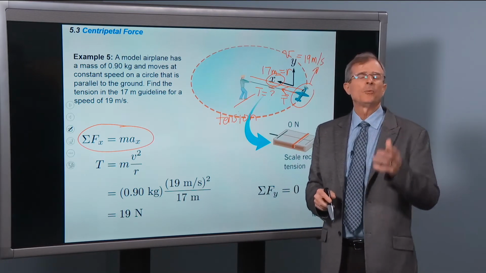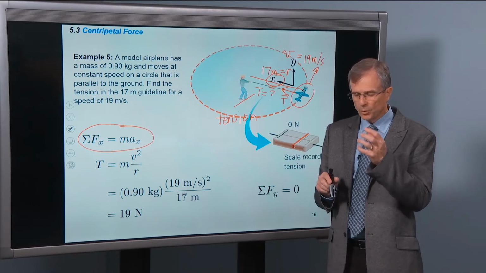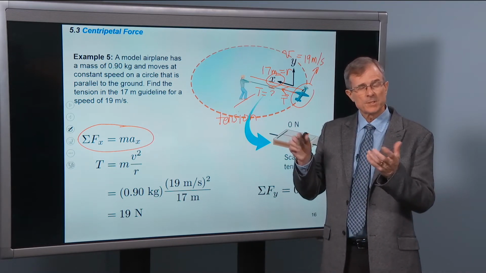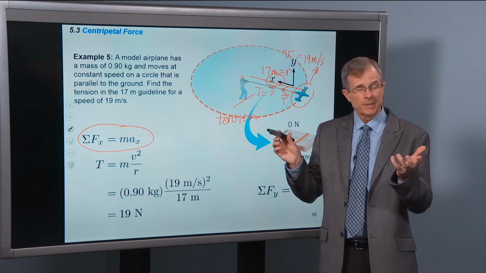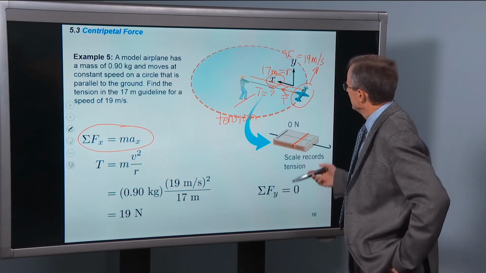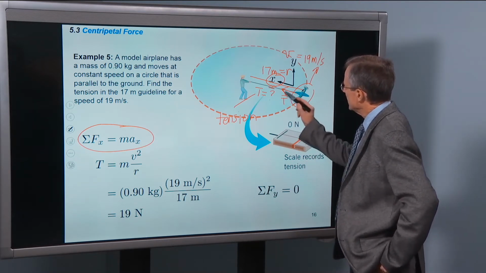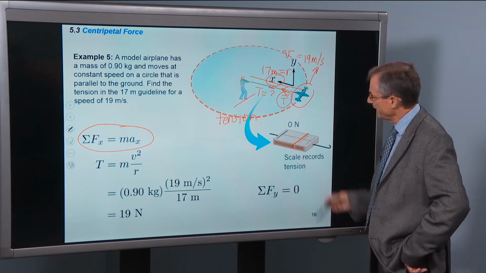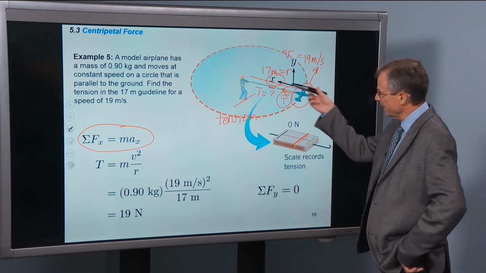What's the centripetal force that holds the Earth in orbit around the sun? You might say, well, gravity, right? And I say, yeah, it is. And we'll do examples with that later. So that's the centripetal force. Tension is the centripetal force. And that's the only force in this x direction.